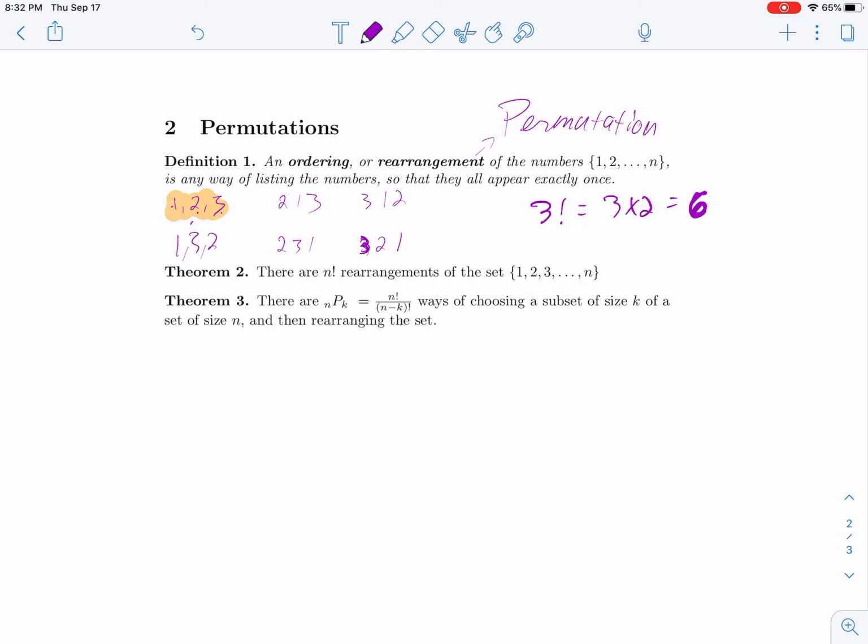But theorem 3 we're actually going to talk about. So we have this weird new notation. This is a permutation notation. Now there are nPk, which is n factorial over n minus k factorial, ways of choosing a subset of size k of a set of size n and then rearranging the subset. That should say subset. Okay?